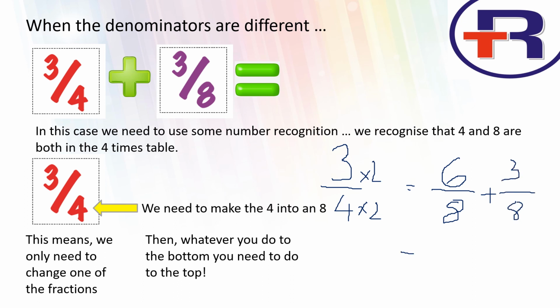That gives us the answer 9/8, which, as we know from previous, is an improper fraction. We can convert that to a mixed number. 8 into 9 goes 1, with 1 remainder, which goes over 8, so 1 and 1/8.